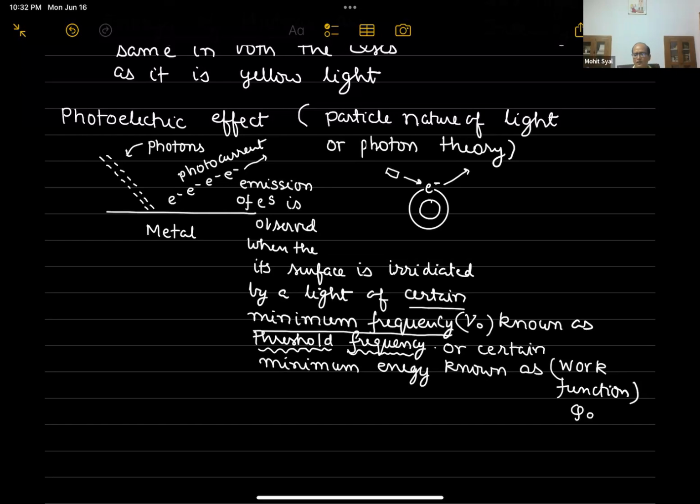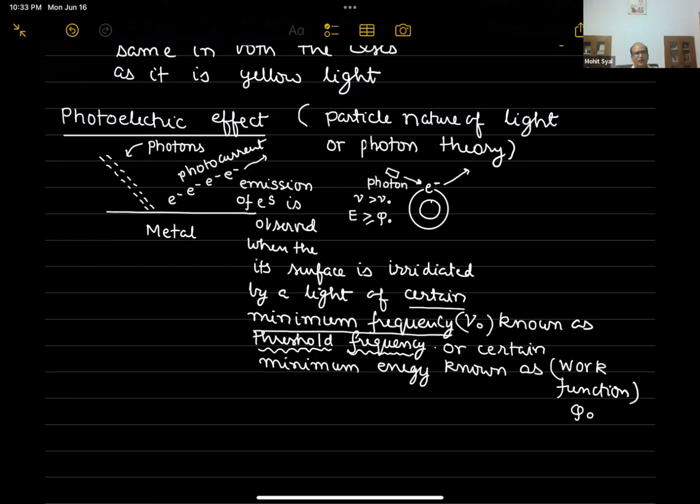So this is the photon, this is what is happening, right? The frequency of the photon should be greater than the threshold frequency, or the energy of the photon should be greater than or equal to the work function. This work function is represented by psi naught. This is just a symbol. Work function is the minimum amount of energy required to remove the electron from the surface of a metal. Is it clear? So this is the photoelectric effect, and that actually tells us the particle nature of light.